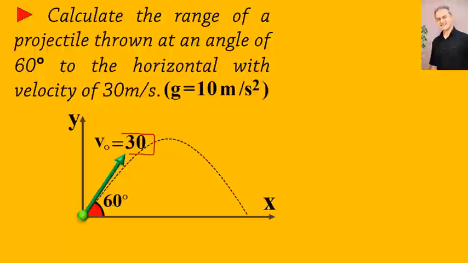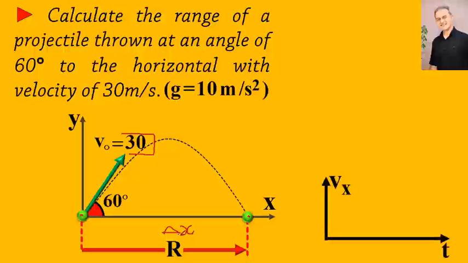Okay, range is defined as the total horizontal displacement from the beginning to the end. It is a kind of delta x, and so I abbreviated it to be r. Okay, I remind you again that delta x is area under the graph of vx versus t. Okay, and vx is constant.